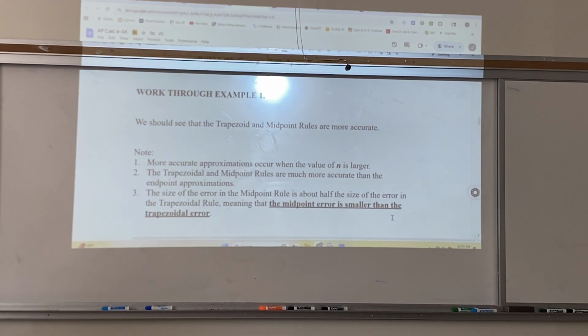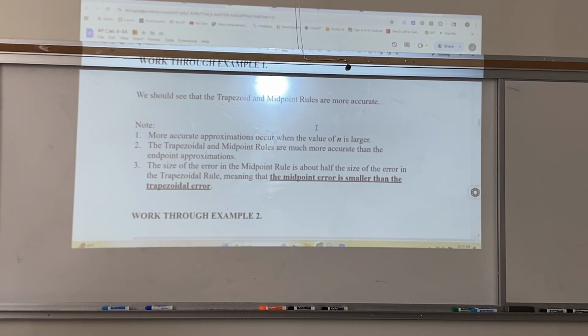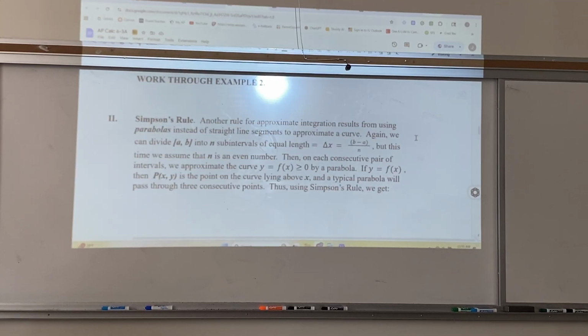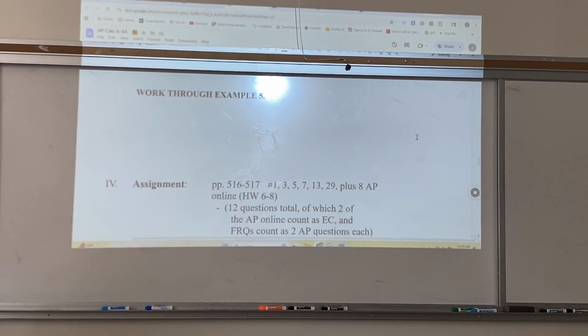Let's see, trapezoids. Actually, we'll do 1 and 2 here in a minute. Between the trapezoid and the midpoint, the midpoint is a little closer, strangely enough, than the trapezoid would be, but it doesn't matter. We'll look at Simpson here in a minute.